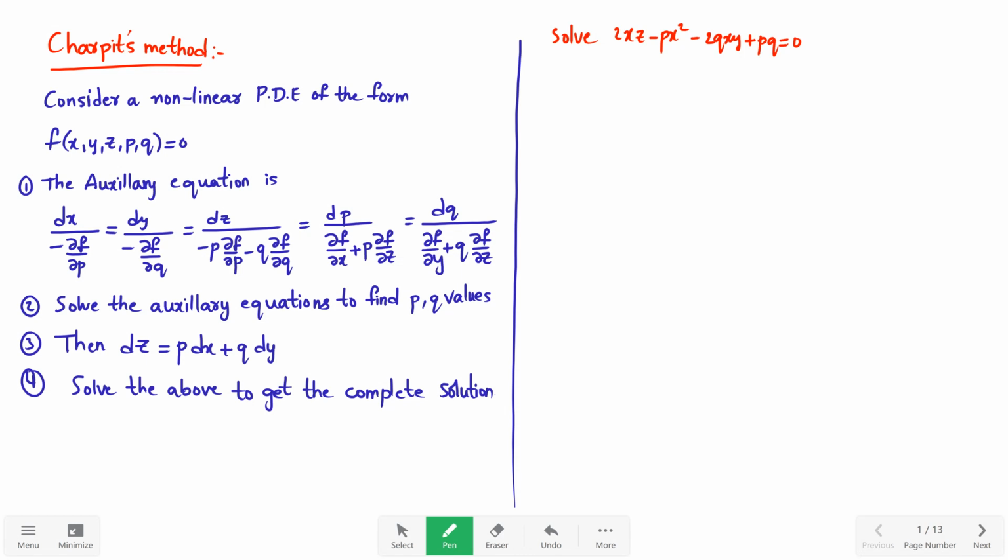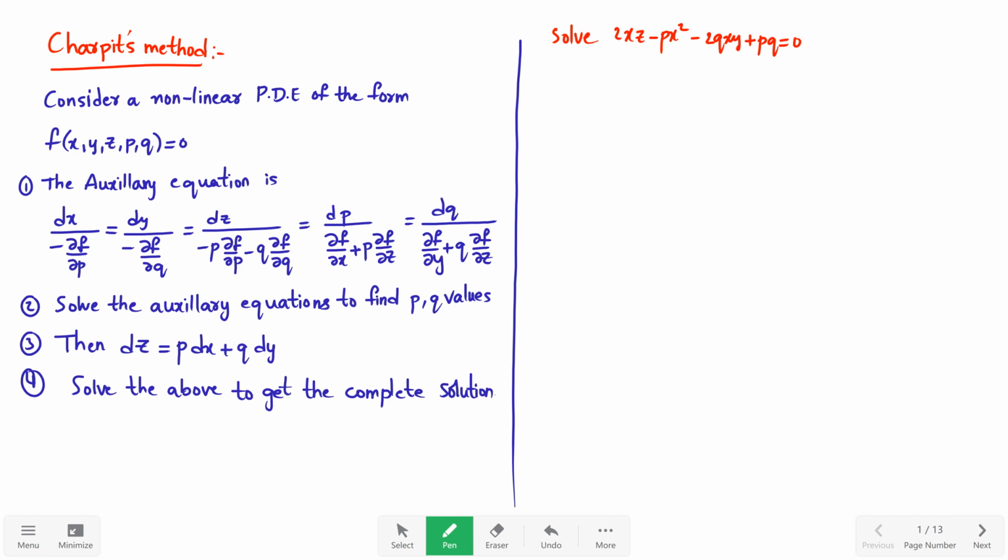We discuss the Charpit's method. This Charpit's method is used to solve a non-linear partial differential equation. Let us consider a non-linear partial differential equation of the form f(x, y, z, p, q) = 0. To solve this non-linear partial differential equation, we have to follow some steps.